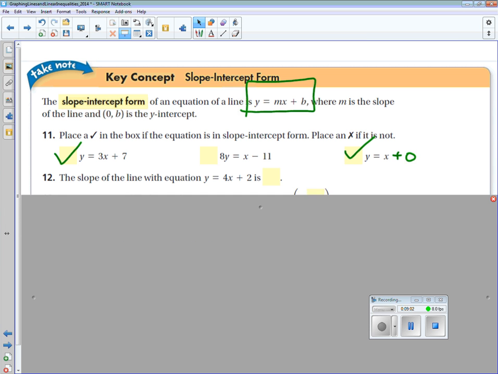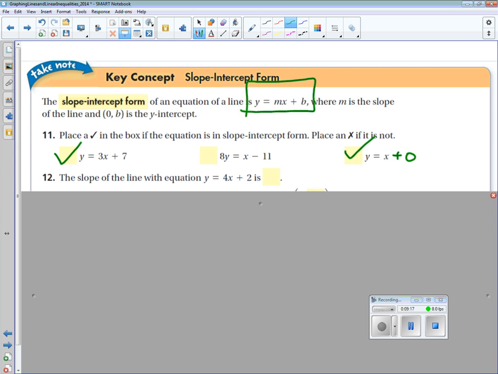When I look at this one, y equals 4x plus 2, which one is the slope? Be careful. It's just 4, not 4x, but just 4, right? So we know that. Now, on your homework last time, I said if I asked you what the y-intercept was, you could say b equals 2. Can we write that as a point? What would the point be?